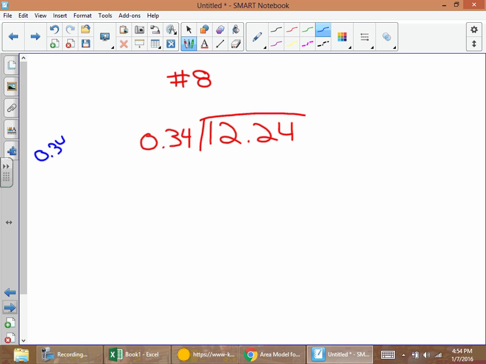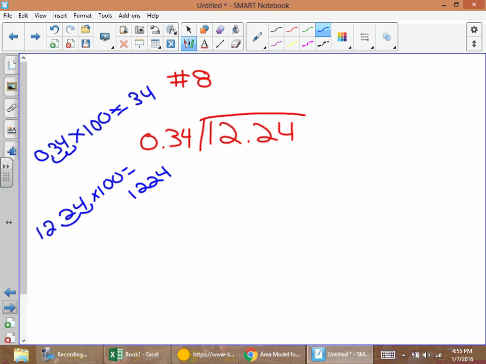So 0.34 times 100, because it's 2 places, we need to move the decimal 2 places bigger, and that equals 34, because we go 1, 2, right? Multiplying by 100. Now, if you do that to that one, you have to do it to the 12.24. So we have 12.24 times 100, and that equals, if I move the decimal over 2 spots, 1,224. Now, we can always go over, 1, 2, 2, 4, and divide it by 34, and that could be our answer.